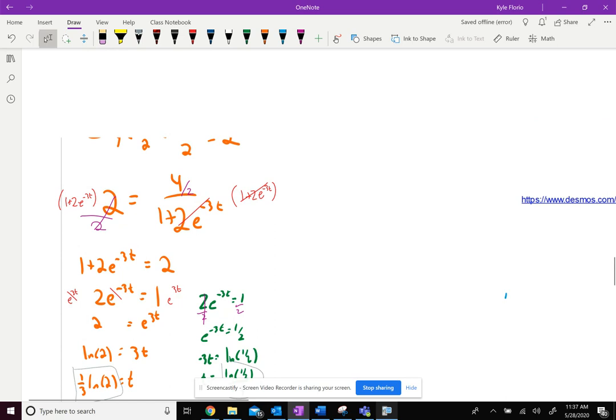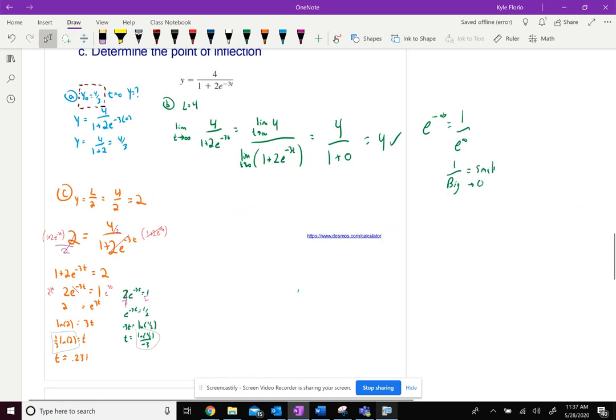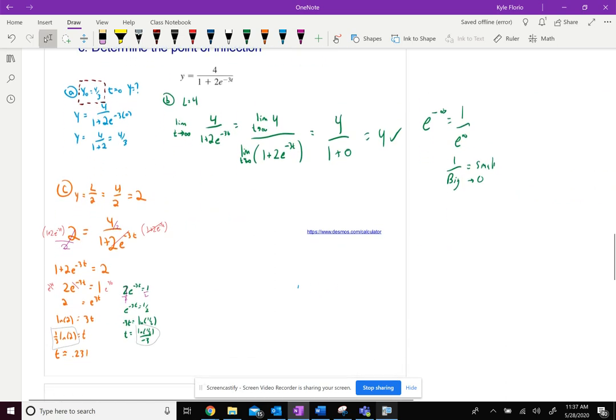And that was it. Okay, so I do want to look at this on a graph real quick. At 0.231 comma 2 is where the point of inflection is. And at 0.231, the exact way to write that would be 1/3 natural log of 2.